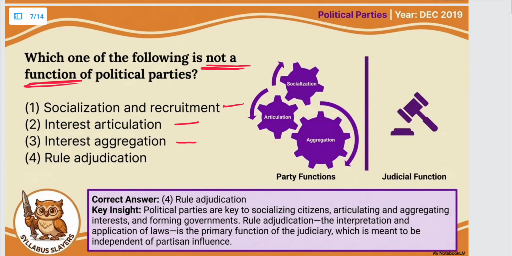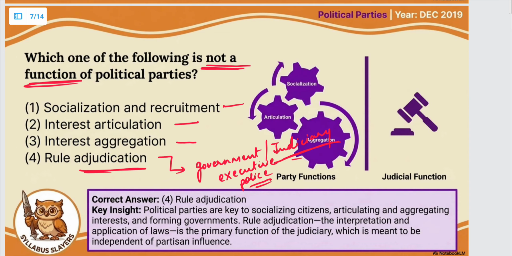However, rule adjudication is not a function of political parties, it is a function of the government which is in power. ठीक है, गवर्नमेंट और जो एग्जीक्यूटिव सिस्टम्स होते हैं हमारे कंट्री के, पुलिस etc., those are responsible for the law and order and rule adjudication. I'm sorry, not exactly the government, judiciary भी, जुडिशरी आएगा इसमें, मैंने ध्यान से नहीं देखा. Rule adjudication will be done by judiciary. ठीक है, so the correct answer is the fourth one, this is not a function of political party.